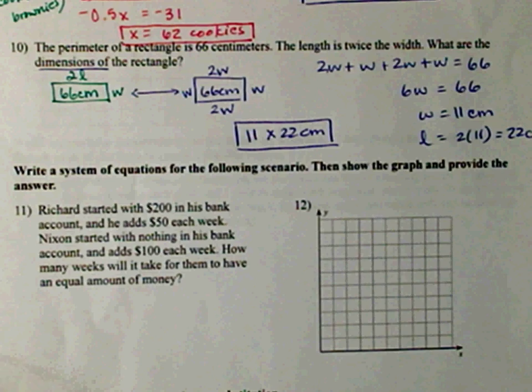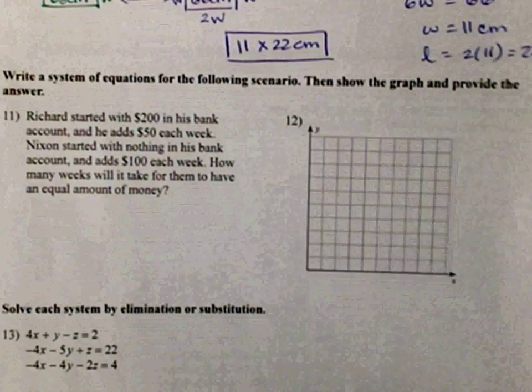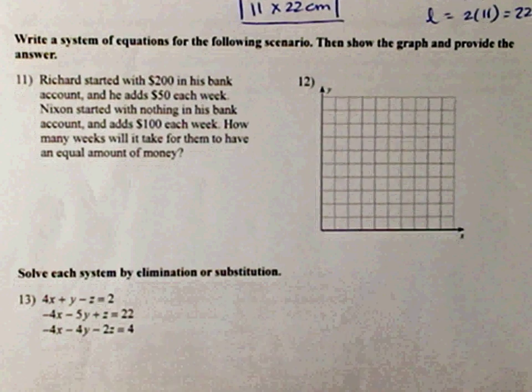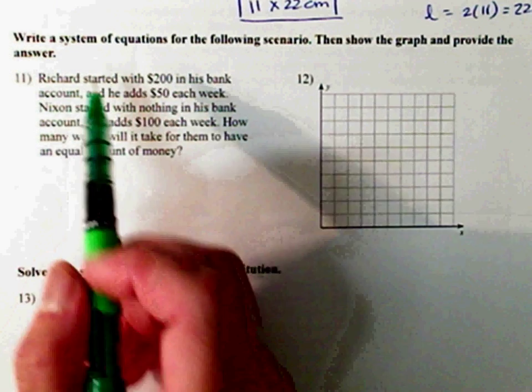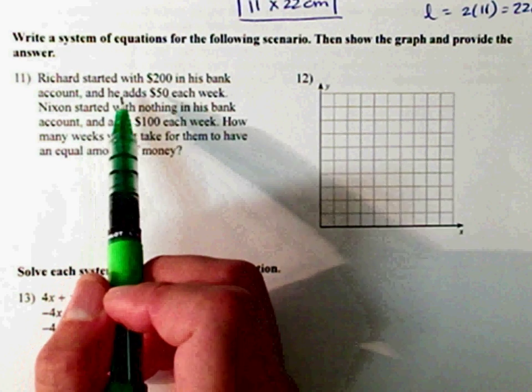Number 11, it says, write a system of equations for the following scenario, then show the graph and provide your answer. Well, let's take a look. Read the whole thing first. Richard started with $200 in his bank account, and he adds $50 each week.